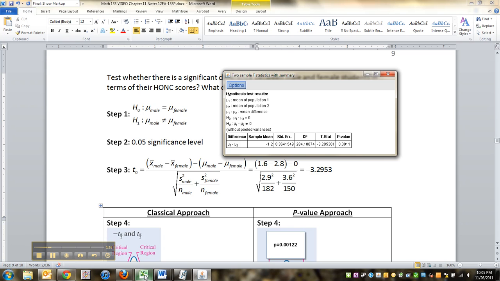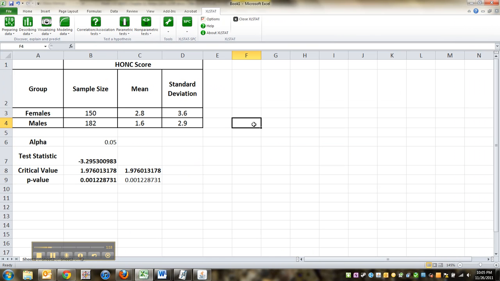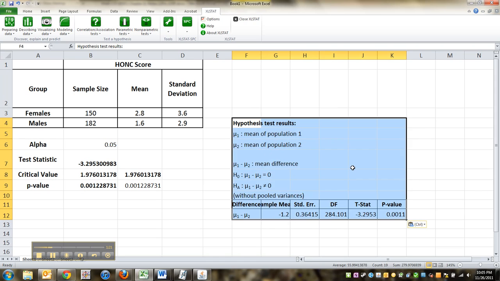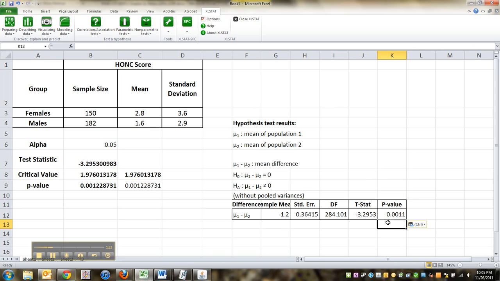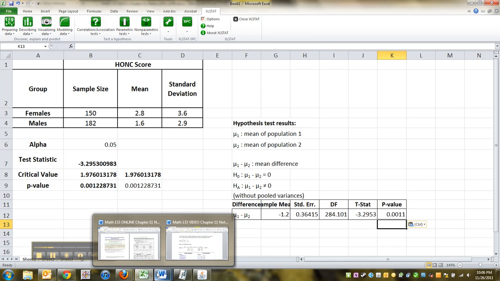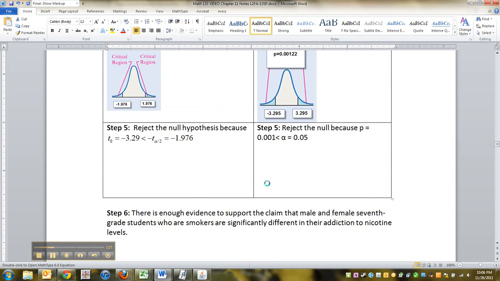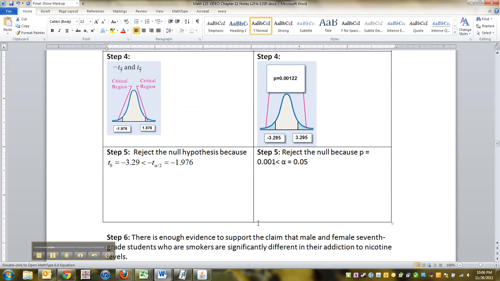And of course, you could always just paste it in anywhere you want. So here, let me paste. There it is. Ta-da. Okay. Done with that. We found our p-value. We've rejected. Life is grand. And we already did step 6 from before.